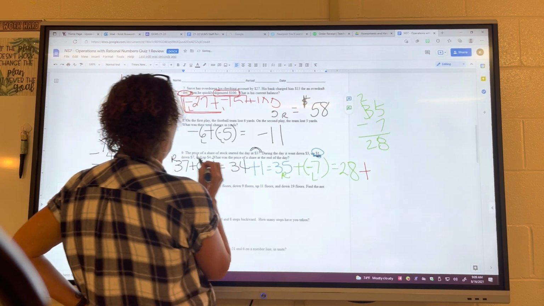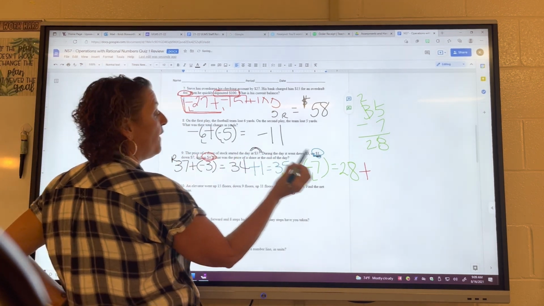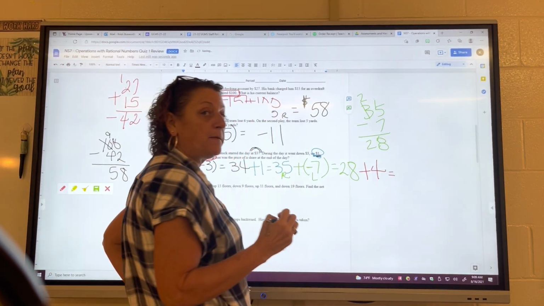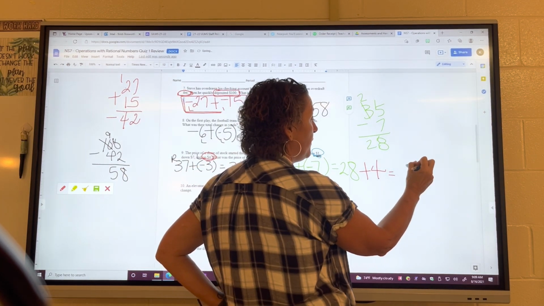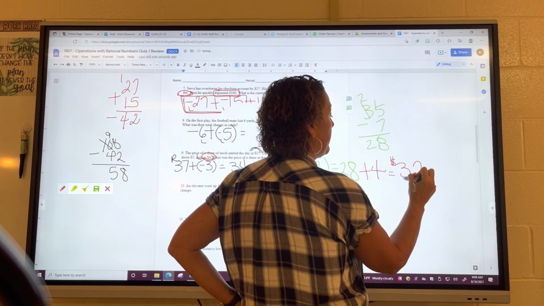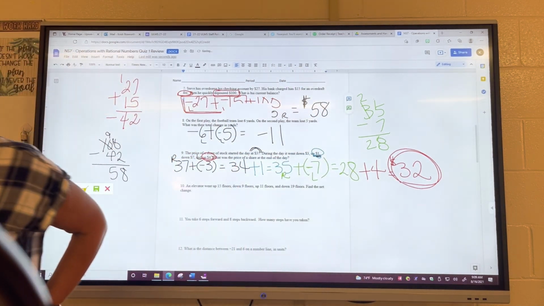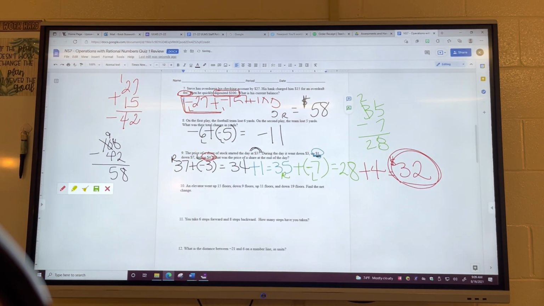And we went up 4. 28 plus 4 is 32. And that's where we ended up. Do you see how I just took my starting point and then went to the next, did the first, then did the next one, then did the next one? Instead of writing it all down at one time, me and my buddy partner over here, we wrote it all down and then kind of broke it down. When I went over it with her, this one, we did it like this.